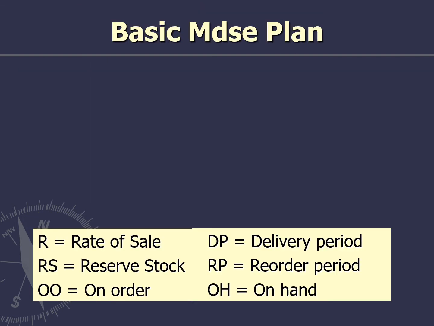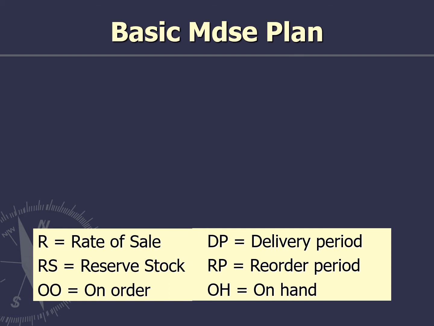For the basic merchandise model stock plan at the item level, we first need to understand what parameters we need to use to set things up. Here in the box, you see there are 6 abbreviations that we need to understand. R means rate of sale, so how many units are going to be sold each week. So it's more like a weekly sales rate in terms of number of units. And RS means reserve stock, so how much we want to be reserved as a safety stock. This much we may want to have in the store all the time.